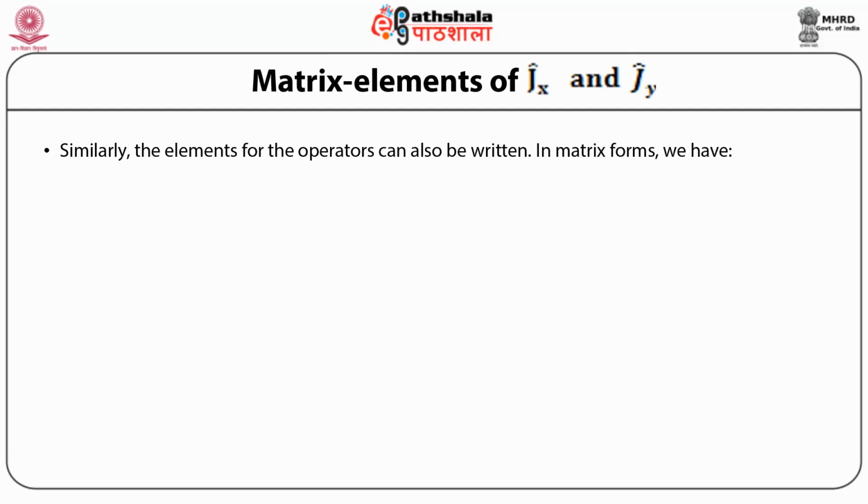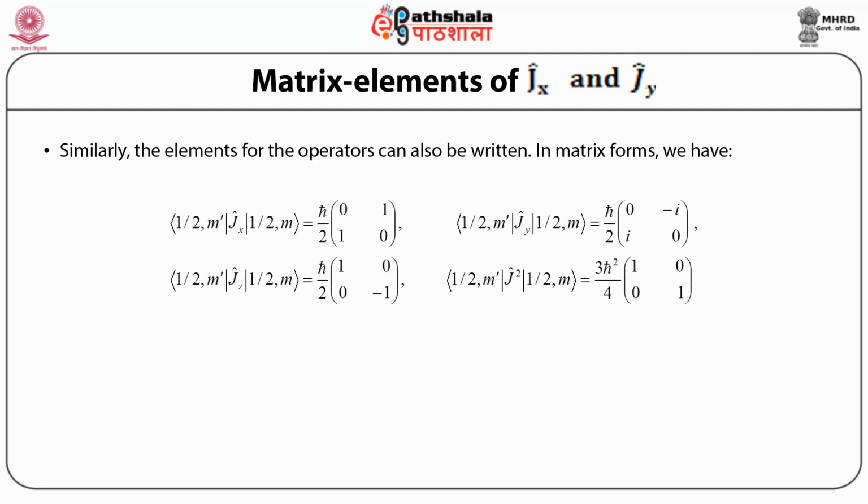The matrix representation of operator Jx in the basis spanned by the eigenket |1/2, m⟩ is equal to ħ/2 times the matrix with the first row 0, 1 and the second row 1 and 0. Similarly, the matrix representation of operator Jy in the basis spanned by the eigenket |1/2, m⟩ is equal to ħ/2 times the matrix with the first row 0, −i and the second row i and 0.